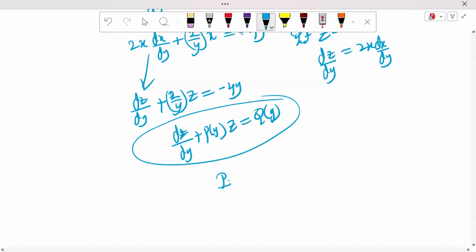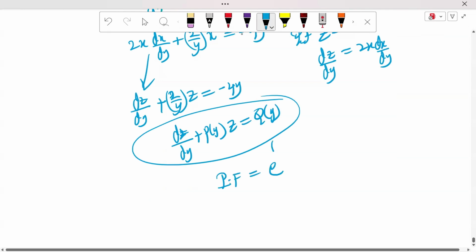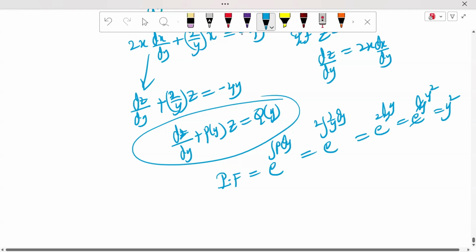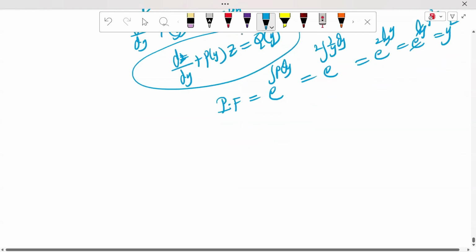So integrating factor is equal to e to the power of integration p dy, e to the power of integration 2 into 1 by y dy. It is nothing but e to the power of 2 into log y, which is e to the power of log y square. It is nothing but y square, the integrating factor. What is the general solution? z into integrating factor is equal to integration q into integrating factor, with the independent variable y, dy plus c2.